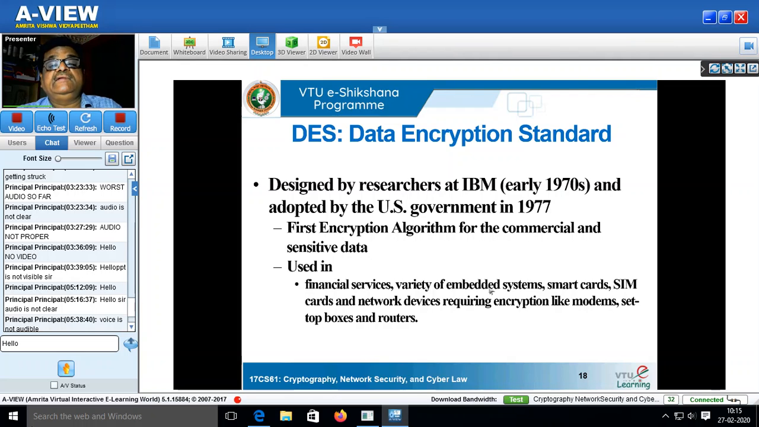Commercial and sensitive data is being maintained in databases, and a lot of information is being communicated, and we need to maintain secrecy about it. To do that, the encryption algorithm is used. Data encryption is the first algorithm being introduced.